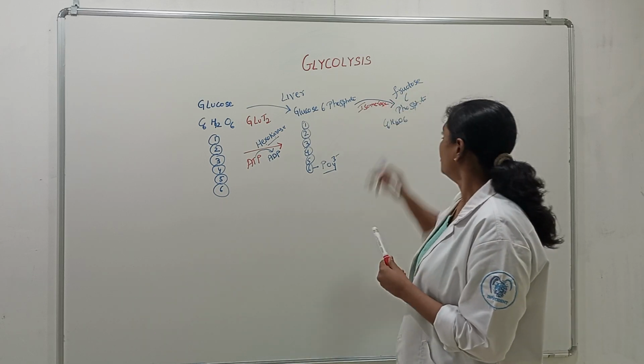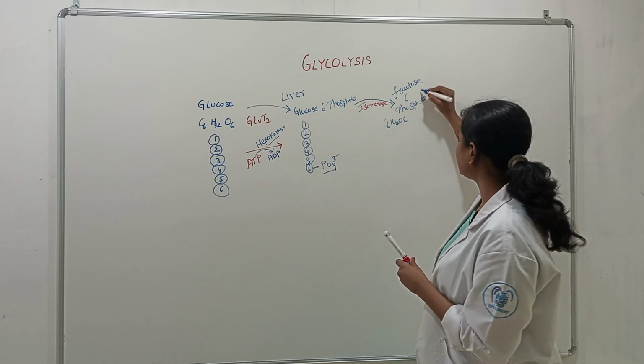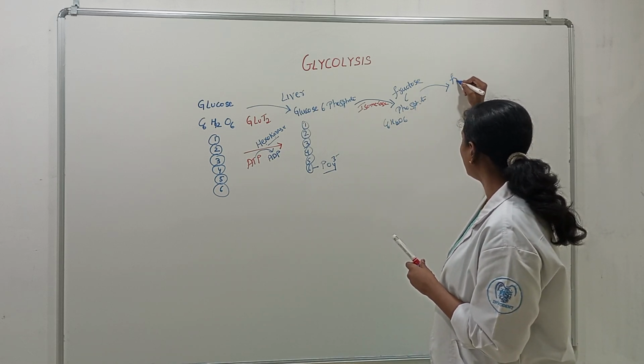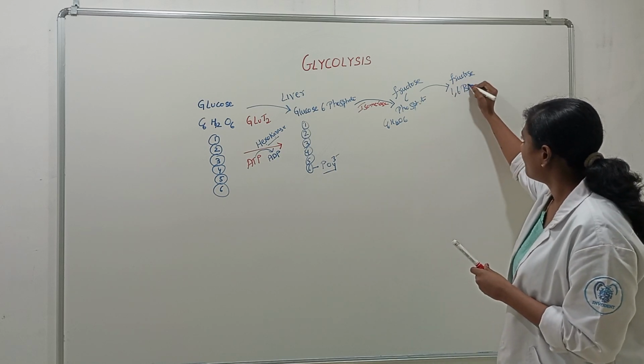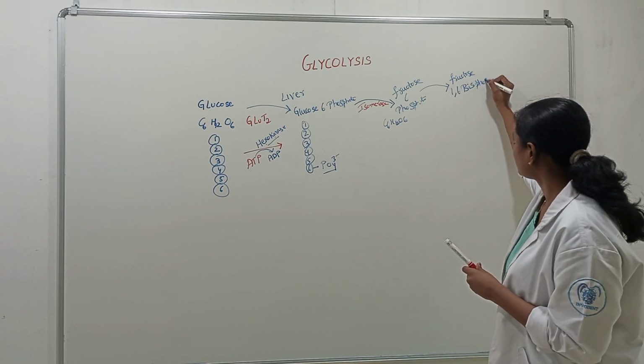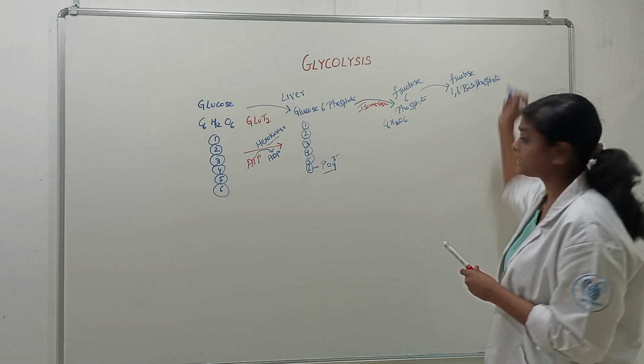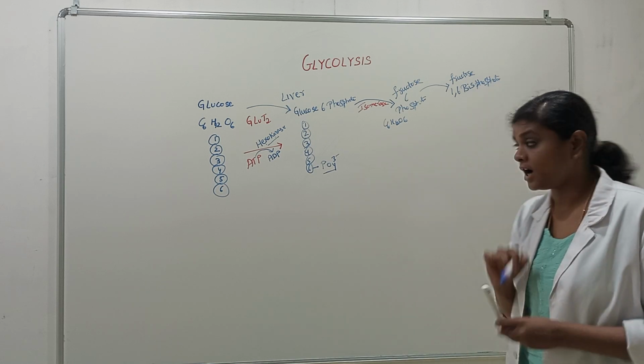Now what happens? Fructose 6-phosphate is getting converted into fructose 1,6-bisphosphate. What is fructose 1,6-bisphosphate? Now we will try to understand.